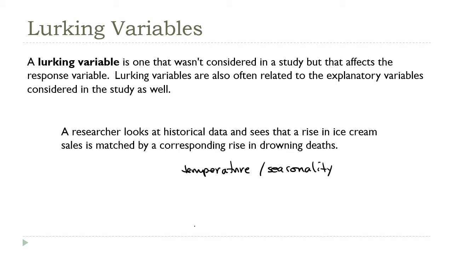Right? The changes in both the explanatory and response variables are actually being driven by these seasonal temperature changes. So this third variable that wasn't considered in the study, but that is causing the changes in both of the variables that were considered, is what we mean by a lurking variable.